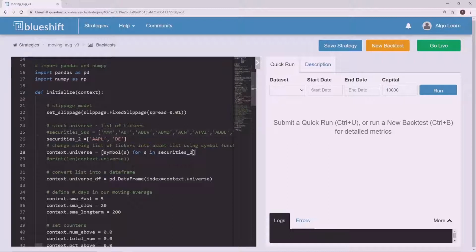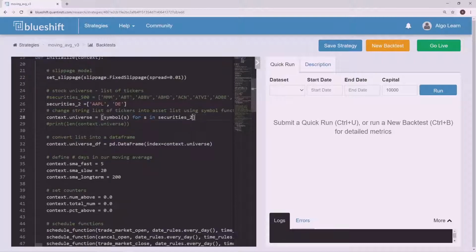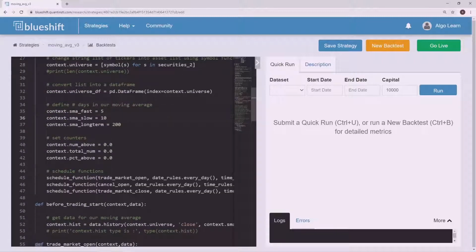Oh, and I already had changed this to 2, securities_2. And so make sure you change that in your context universe, or else this will not work. And so then we're putting, of course, our list into a data frame. And so we'll have our 2 positions in a data frame. We're going to define the number of days on our moving averages. So we have our fast, our slow, and our long term. Let's go ahead and change our slow from 20 down to 10.